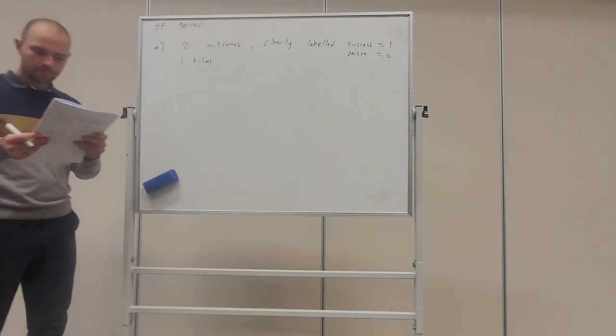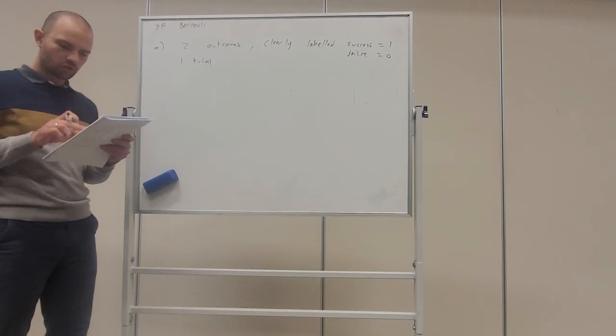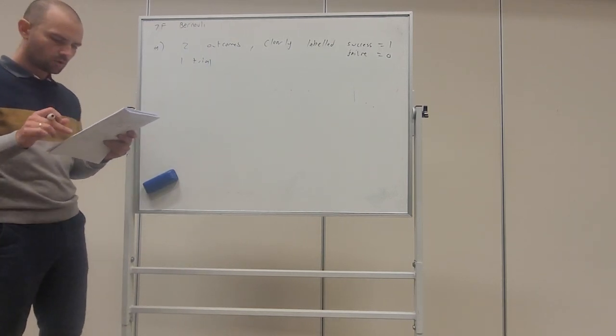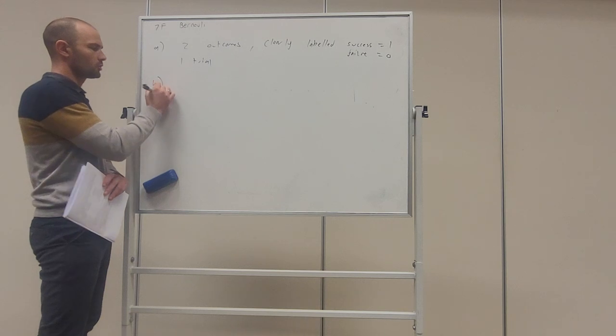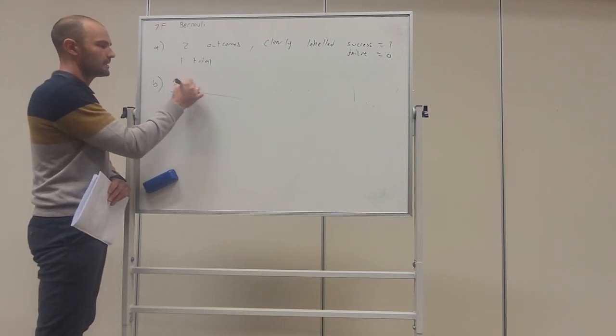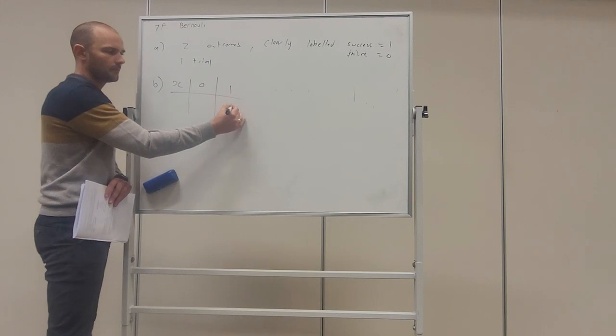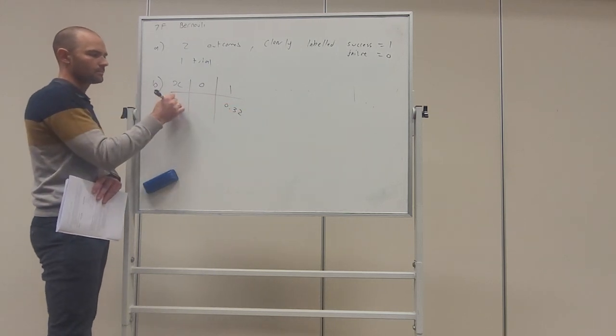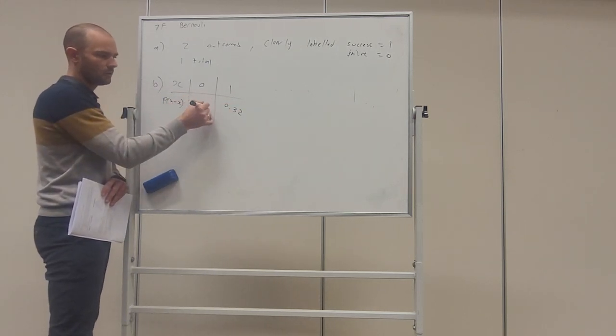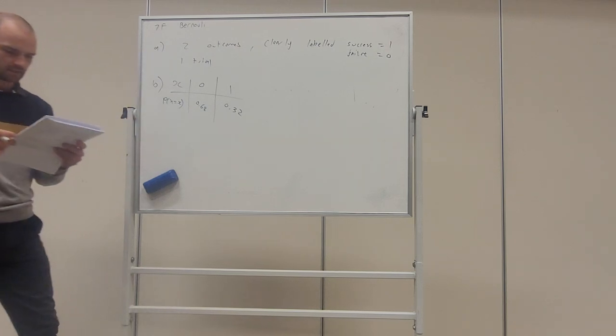Part B, given the probability that the teenager will wash the dishes is 0.32, draw the probability distribution. Our events are not washing the dishes and washing the dishes, and we know the probability of washing the dishes is 0.32, which means the probability of not washing the dishes is 0.68.